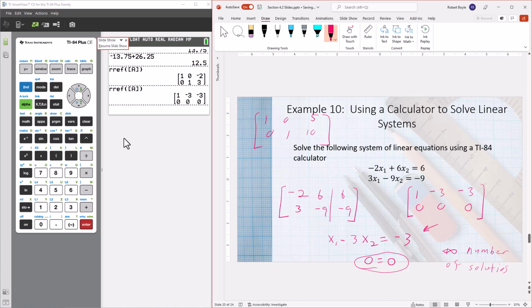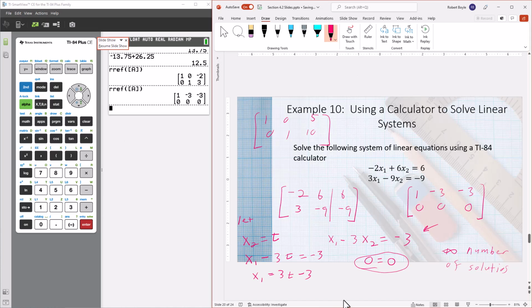Now, when you see this in your homework, this is what they're going to do. They're going to say, okay, let x2 be equal to t, and then write your solution set for x1 in terms of t. So we're going to let x2 be equal to t. Then x1 minus 3 times t is equal to negative 3, and then x1 is going to be equal to 3 times t minus 3, solving for x1.